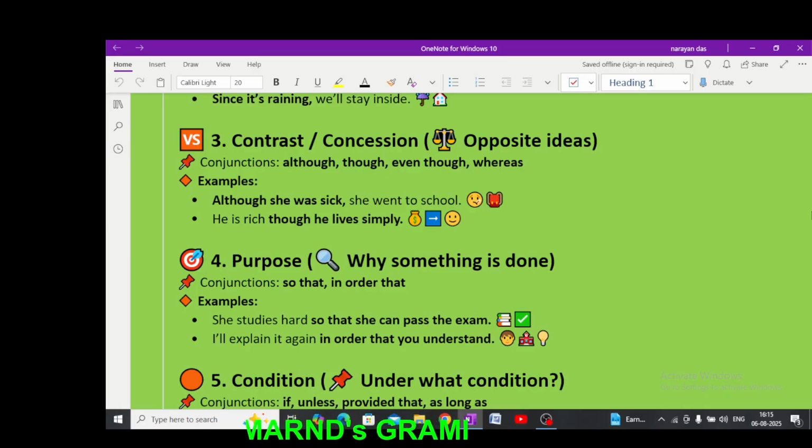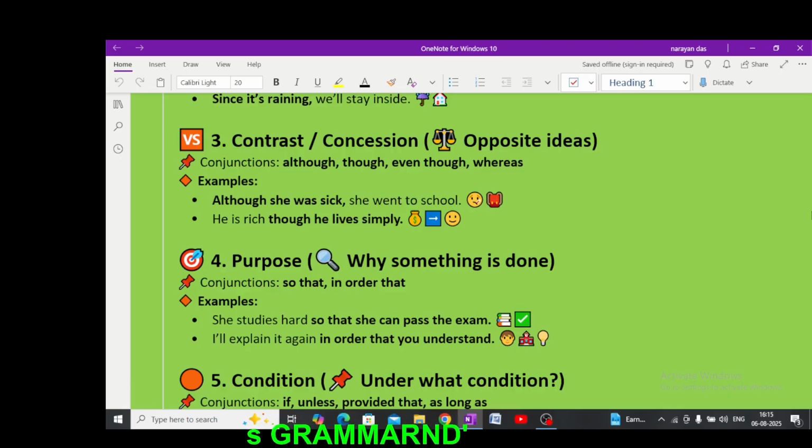He is rich, though he lives simply. Now, though he lives simply is the adverbial clause of contrast, because he is rich. Normally rich people live in extravagance, in luxury, but he lives simply. So this is a contrast, and though begins the subordinate clause showing the contrast.